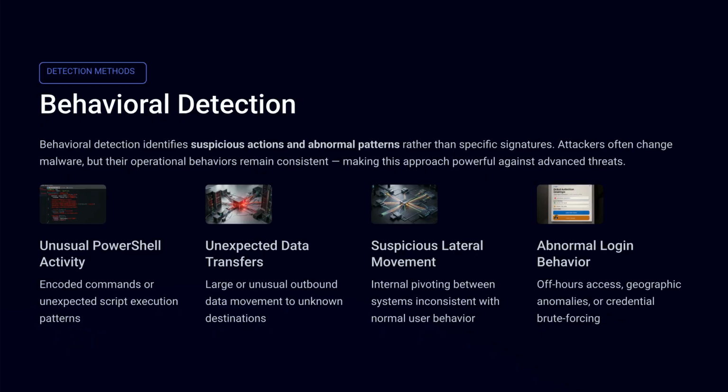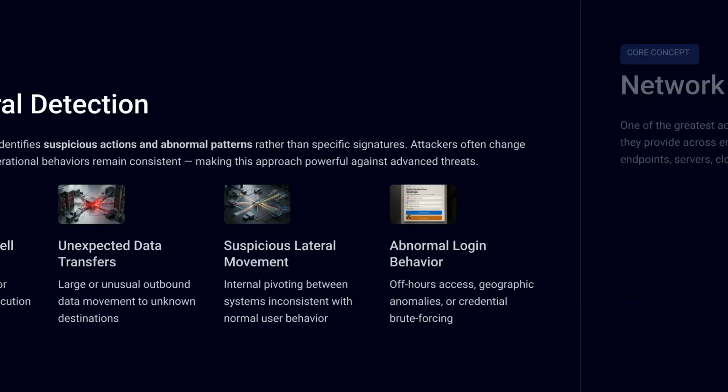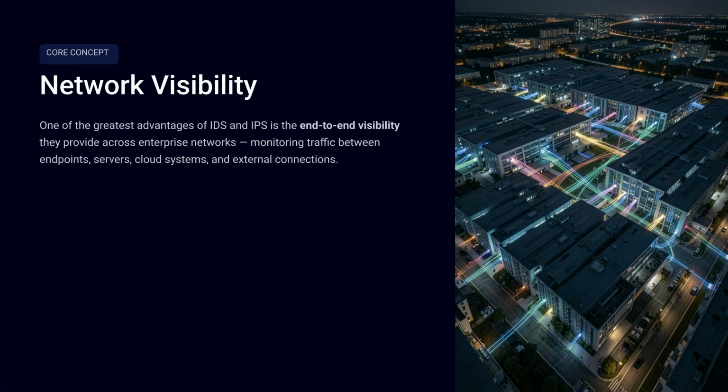Behavioral detection focuses on suspicious actions and abnormal patterns, making it powerful against advanced threats. It identifies behaviors like unusual PowerShell activity, unexpected data transfers, suspicious lateral movement, and abnormal login behavior, even when attackers change their specific malware. IDS and IPS provide end-to-end visibility across enterprise networks.